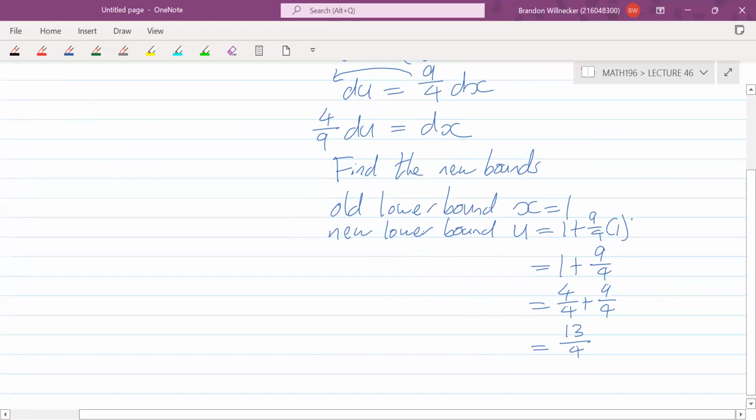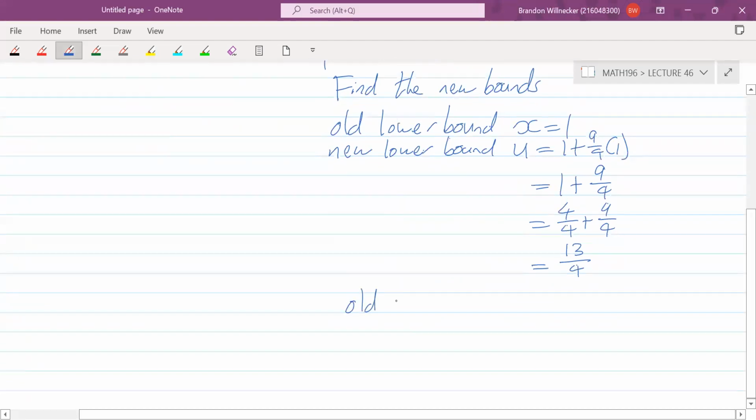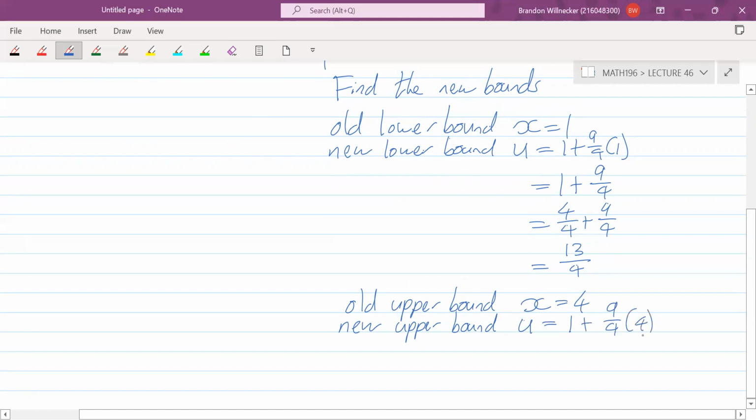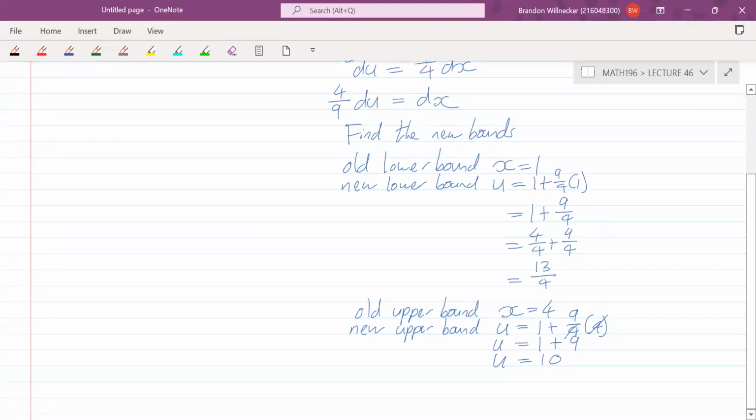Okay, what about the upper bound? The old upper bound was x equals 4. The new upper bound is going to be u is equal to 1 plus 9 over 4 times 4 because x is equal to 4. So u is going to be 1 plus 9 because the 4's cancel. So u is going to be 10. Okay, that's the new upper bound.